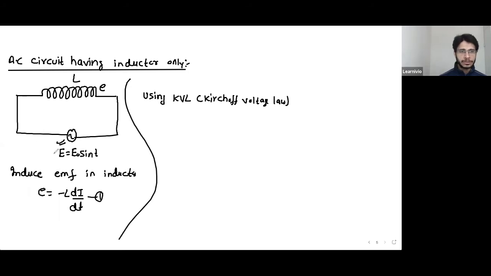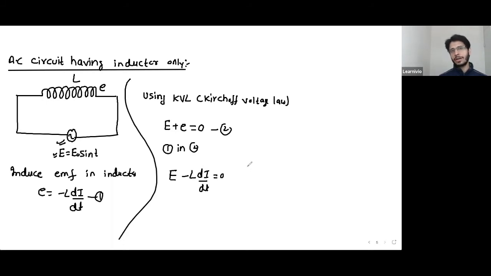So you have two voltages. One voltage is EMF, another is induced EMF. So I can write this as E plus E induced is equal to 0. That's my second equation. I can substitute the value of E from here. If I substitute 1 in 2, it comes out to be E minus L di over dt is equal to 0.